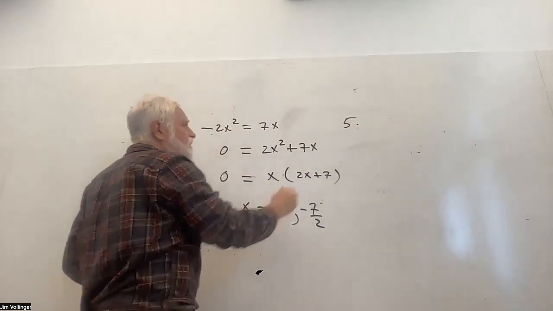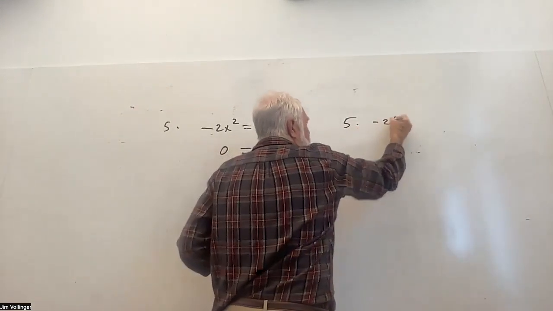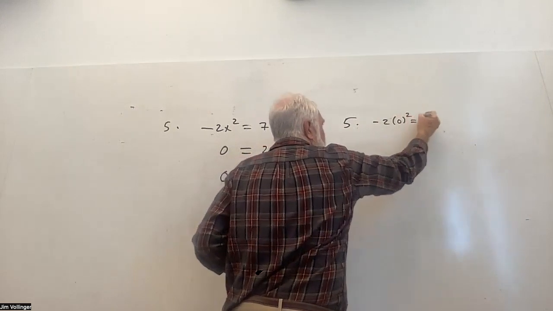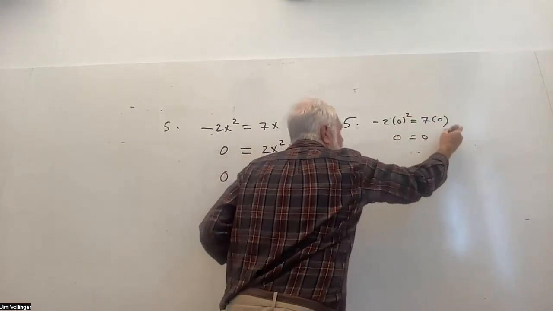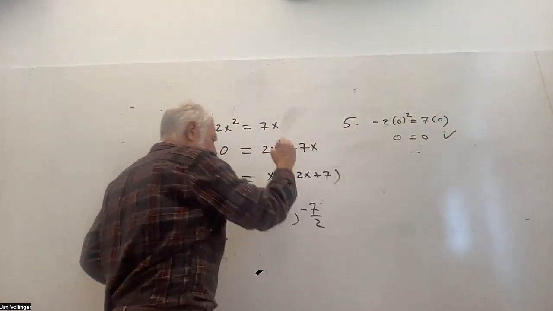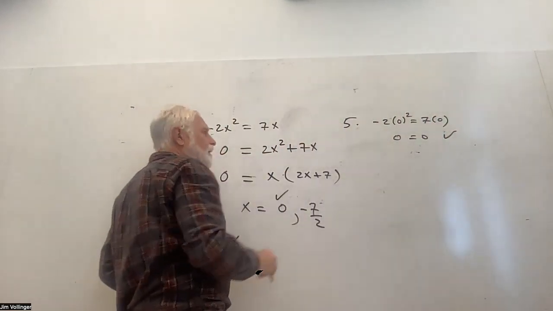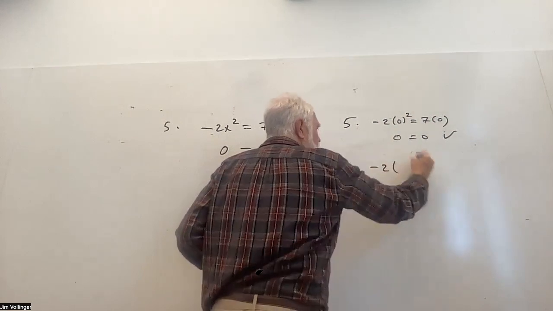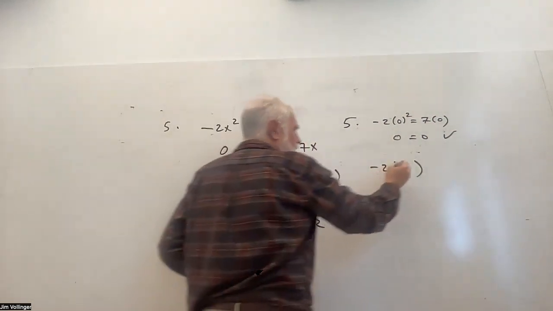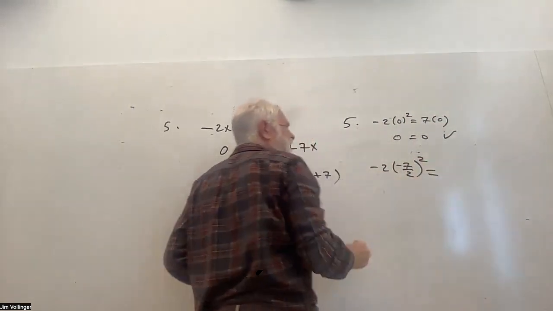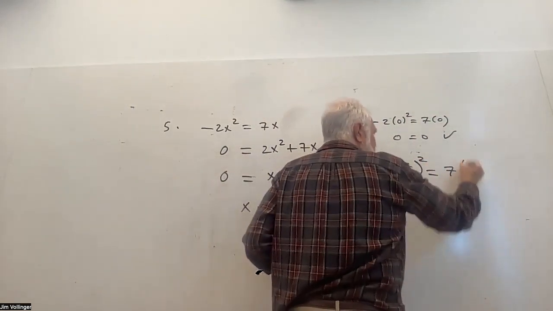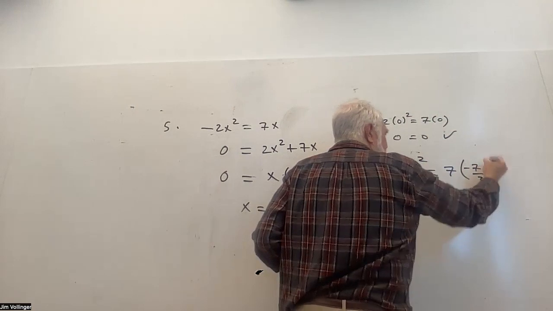The first one I'm going to substitute is 0. Minus 2 times 0 squared equals 7 times 0. I do believe 0 equals 0. So I think that answer works. And then we're going to try minus 2 times the other answer, minus 7 halves, and we're going to square that. We're going to see if that is identical to 7 times minus 7 halves.